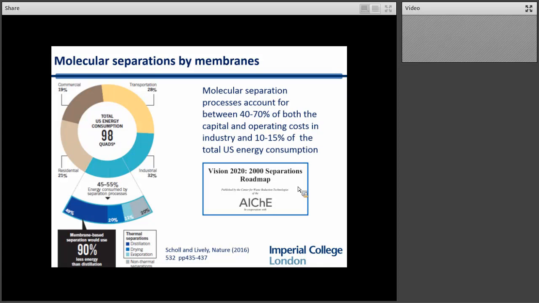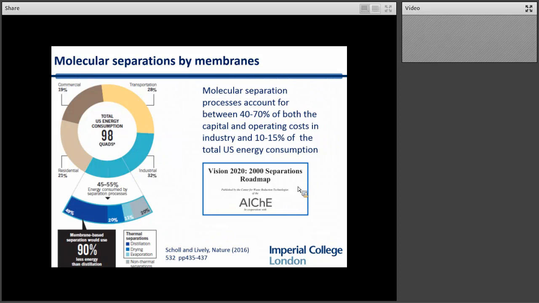If you look at the US data on energy consumption in the US economy, and we divide that into residential, commercial, transportation, and industrial, you can see from this plot on the left-hand side that industrial use is the largest sector for energy use in the US. And about half of the energy used in industry is used in separation processes.